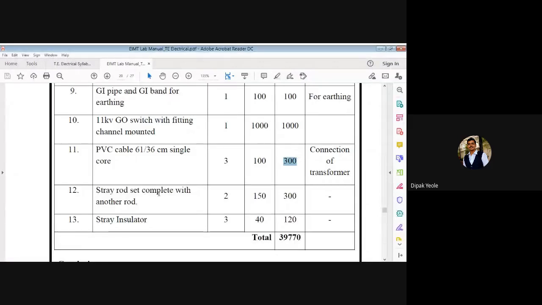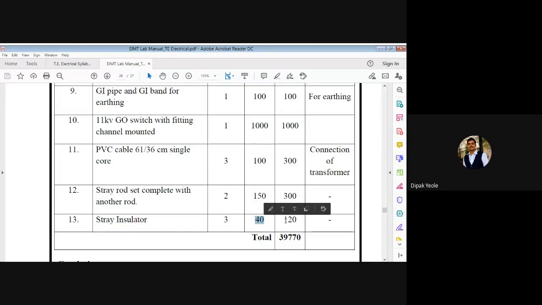I need the stray rods set complete with the other rod, which are used for supporting the stray insulator. So that is a quantity of 2 at 150 rate, so it is 300. And the last point is the stray insulator. Stray insulator was shown earlier. We require 3 quantity at 40 rupees, and 120 rupees is the total.